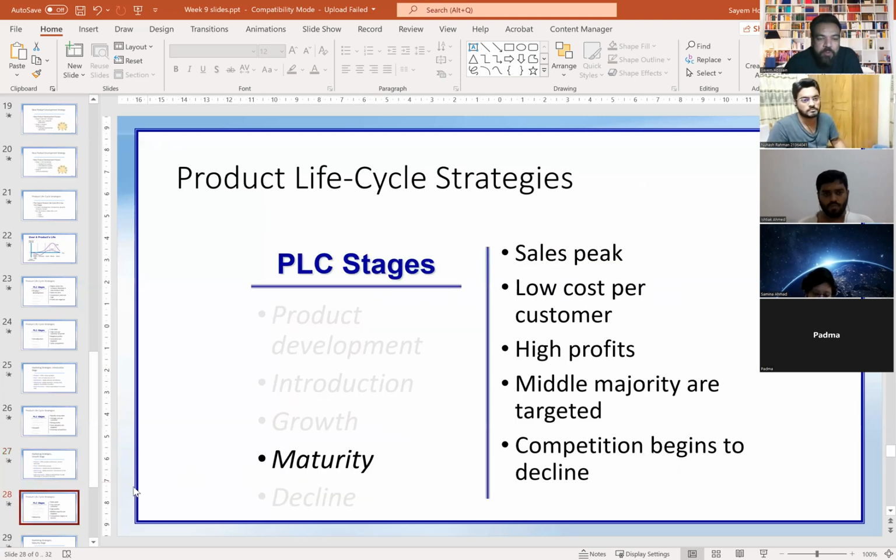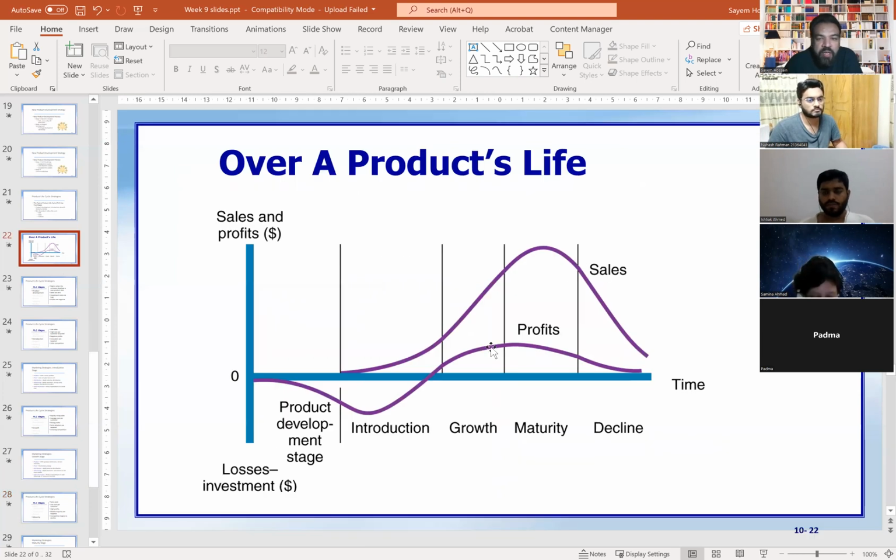Maturity. What's maturity? Maturity stage is, if we just go back to this curve again, as you can see here, the profit maturity is when the product is already in the market. This is the ultimate goal of every marketer or every brand, to go to the maturity stage. That means the product has already seen development. Lots of sales are happening. Profits are also very much at the peak at this stage because the product has already matured.